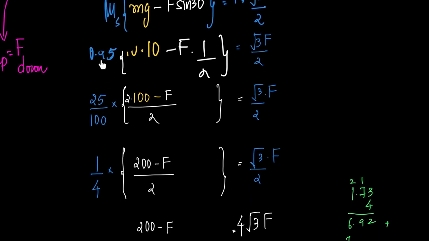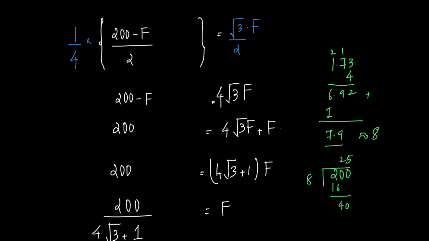So 25, 0.25, let it be 25 by 100, right? Minus 10 into 10 is 100. So I'll let it be 2 into 100, 200 minus f by 2. So 25 by 100 is 1 by 4. 2 into 100 is 200 minus f by 2 is equal to cos 30, which is root 3 by 2, root 3 by 2 into f, right?